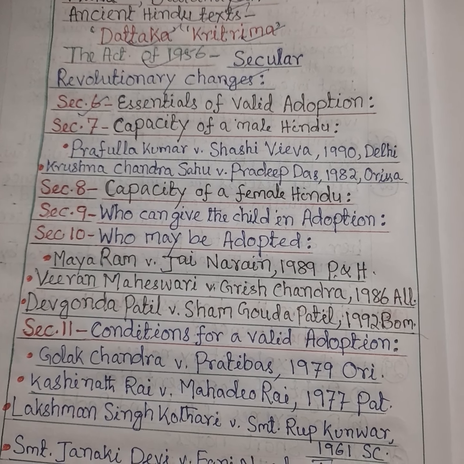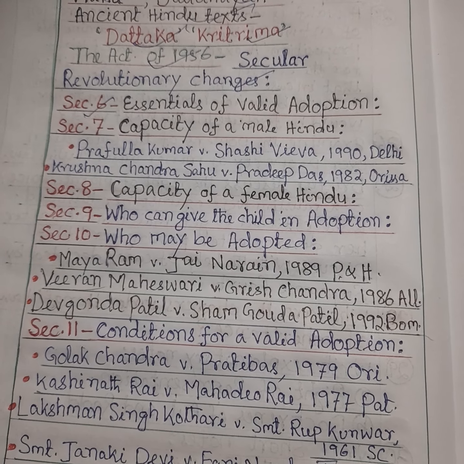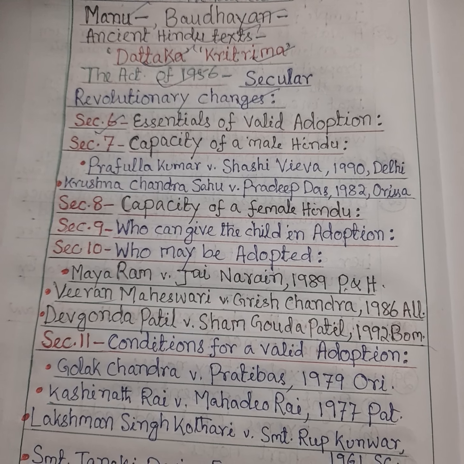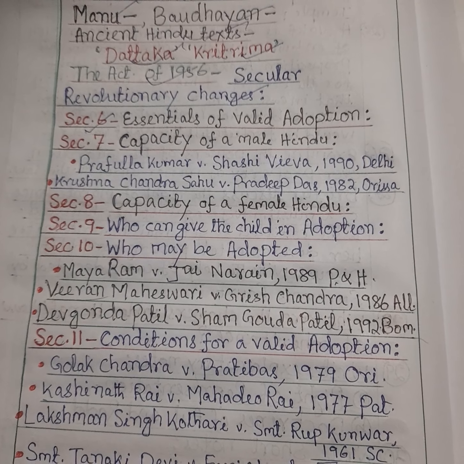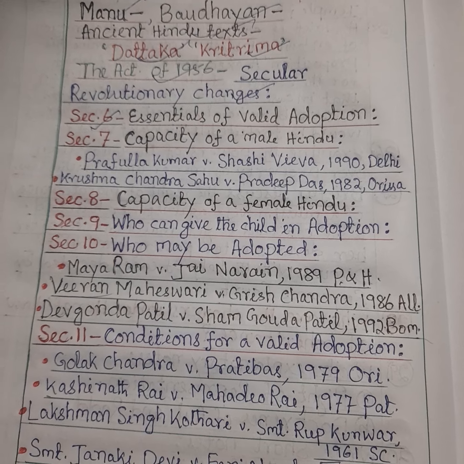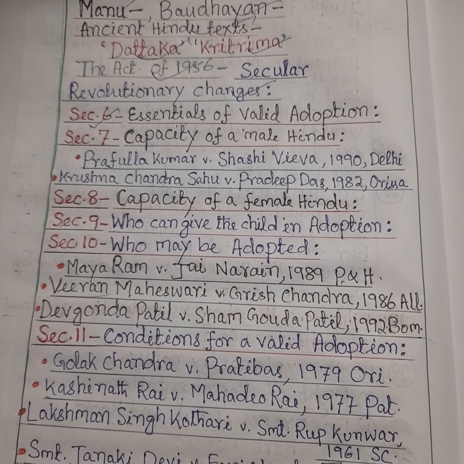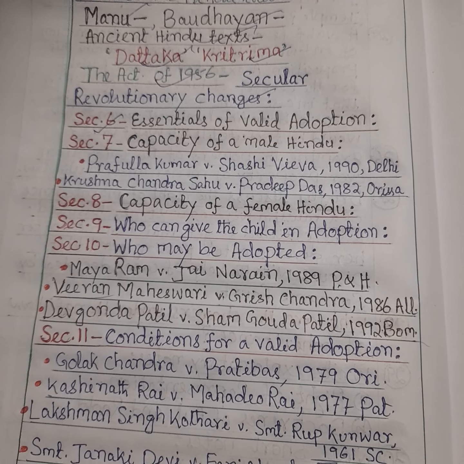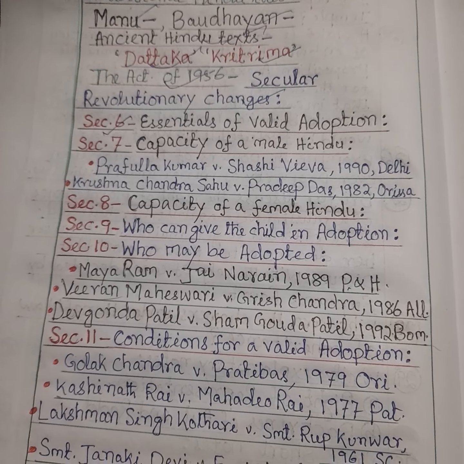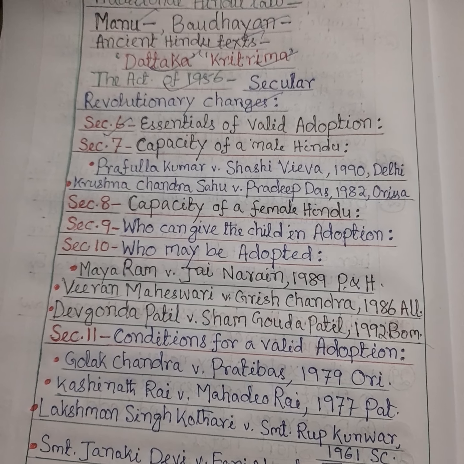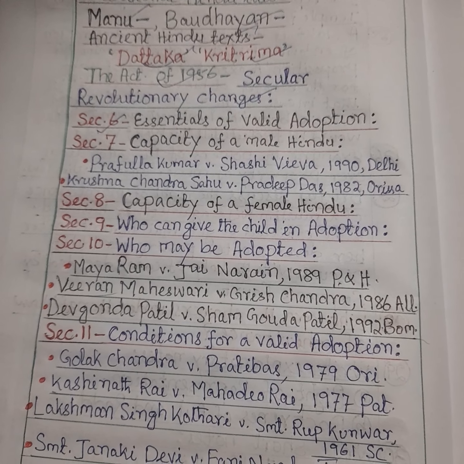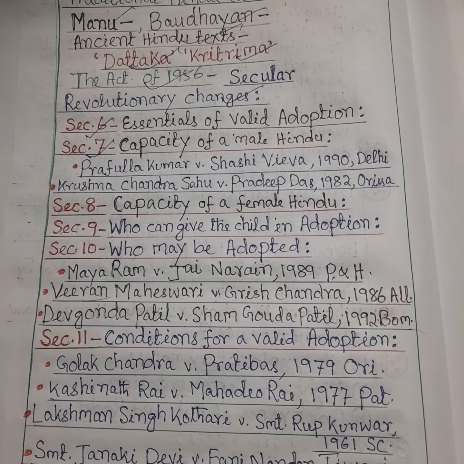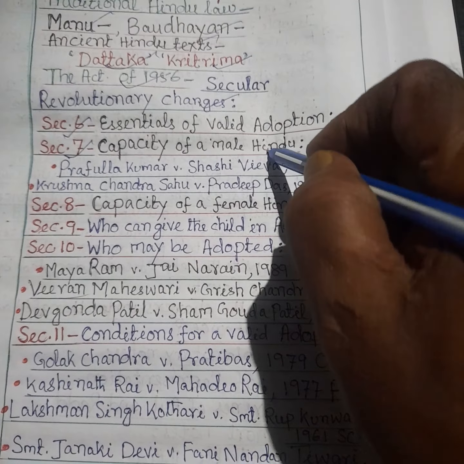So, as per Section 6, the first essential is that the person adopting has the capacity and also the right to take in adoption. The second essential of a valid adoption is that the person giving in adoption has the capacity to do so. The third one is that the person adopted is capable of being taken in adoption. And the fourth one, the adoption is made in compliance with other conditions mentioned in Chapter 2. And now we'll go to Section 7 of the Act regarding the capacity of a male Hindu.